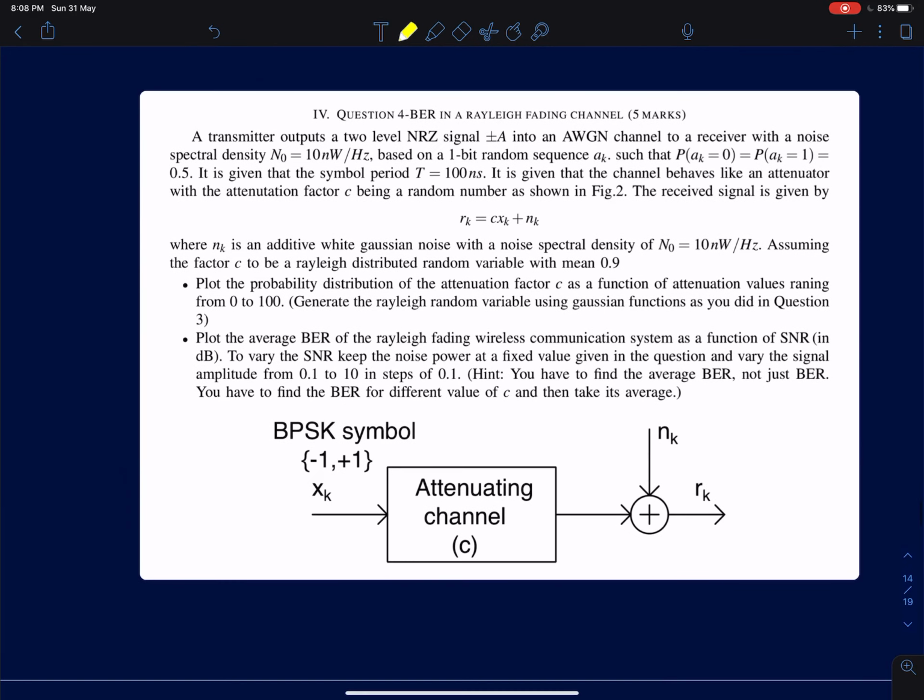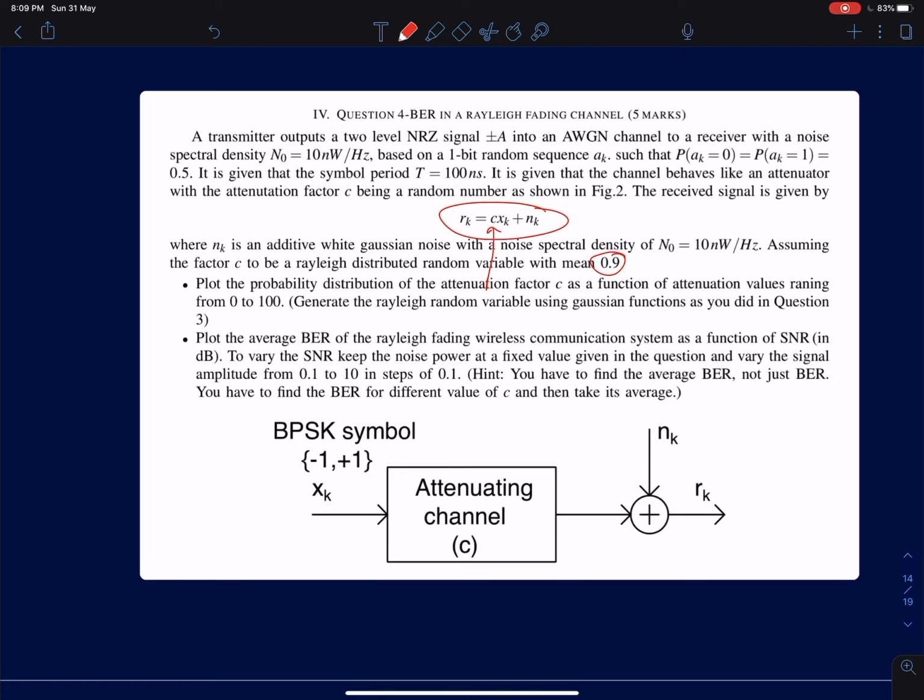Then finally we'll discuss the third and important one. It's a similar problem. The only difference is that the random variable c here now happens to be a Rayleigh random variable. I already discussed how to generate a Rayleigh random variable in the previous lecture. You just take two Gaussian random variables. I've given the mean of the Rayleigh random variable. I think the mean is root of pi by 2 into sigma, so from that you can calculate sigma.